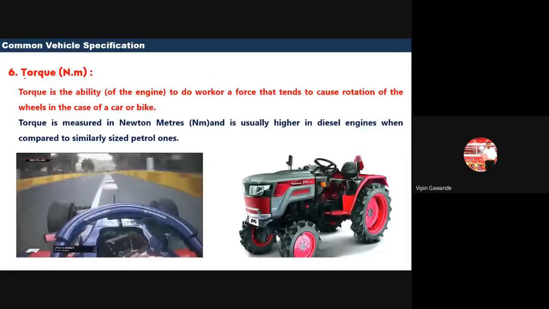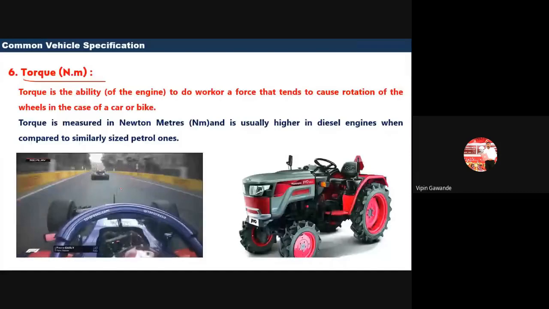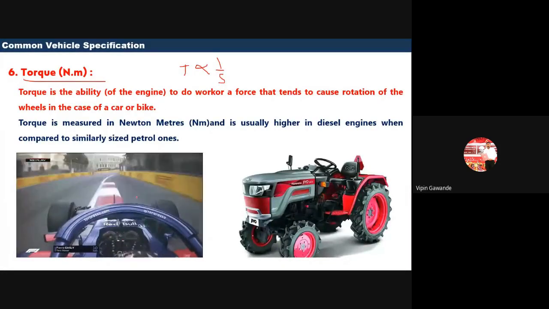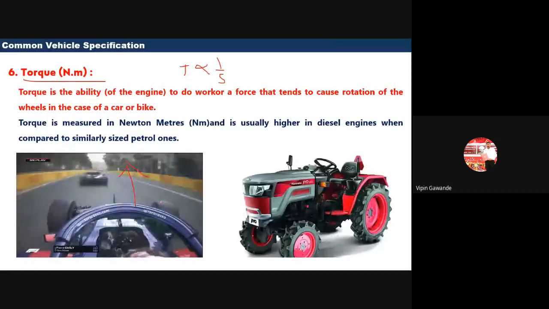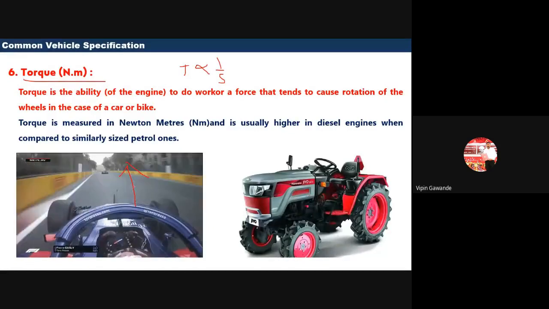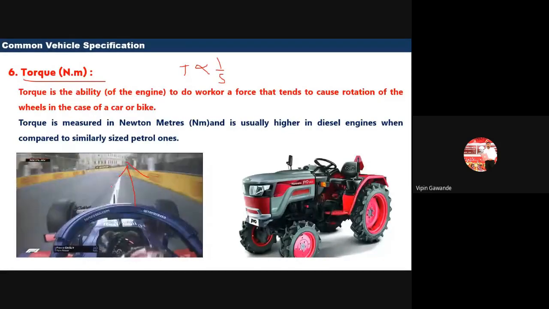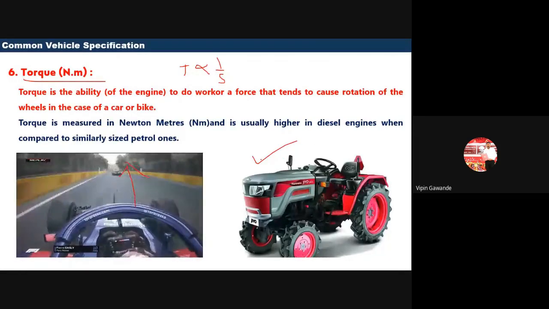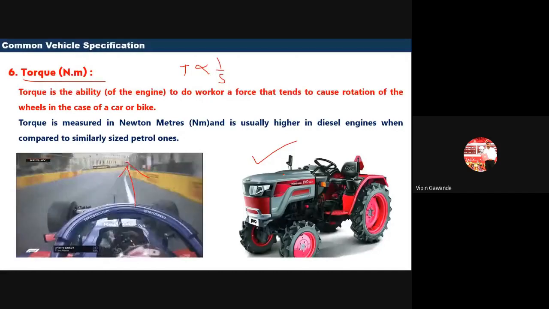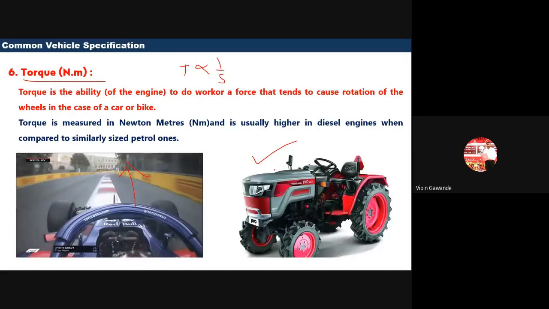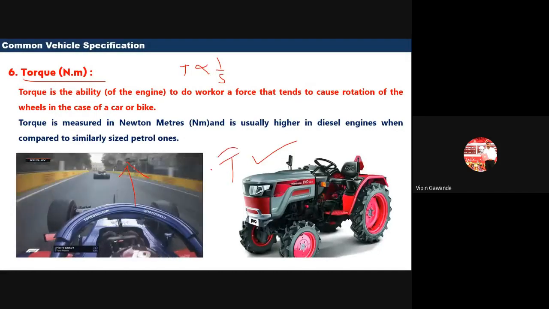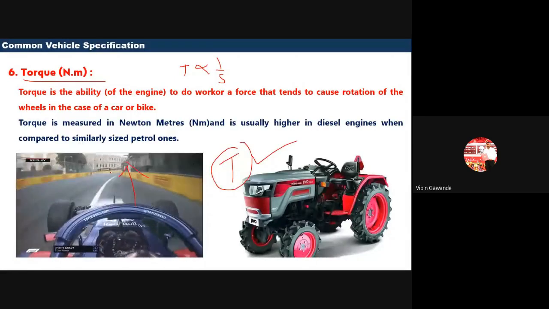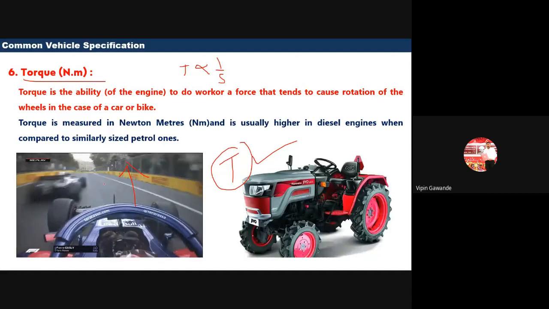Then we have seen the torque. Torque and speed are inversely proportional. When the speed is more, as for a Formula One car, torque is less. When the torque is more, the speed is less. Torque means the load carrying capacity. A tractor has to carry more load, so its torque is more. In the Formula One car we need more speed, so torque is less.